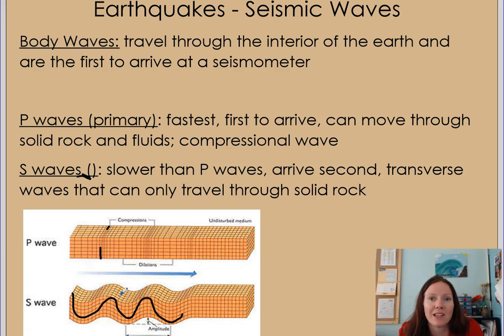Now, one cool thing about S waves is that they can only travel through solid rock. So even though they go down into the interior of the Earth, they can only travel through the solid parts. So it's one of the ways that scientists confirmed that the outer core is liquid, because S waves don't go through the outer core. They're stuck.